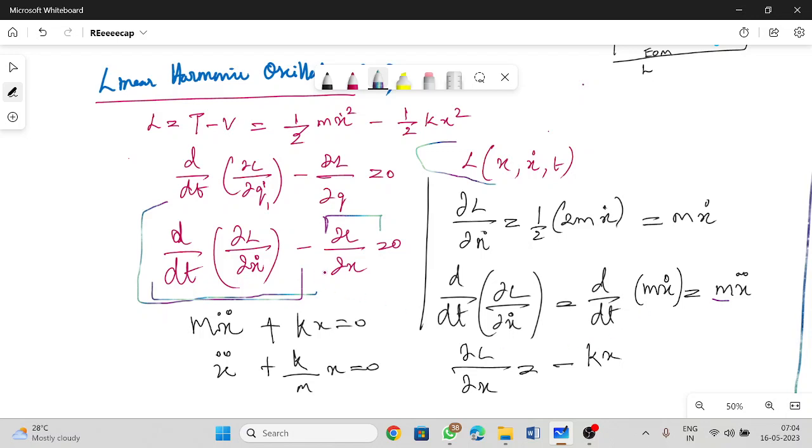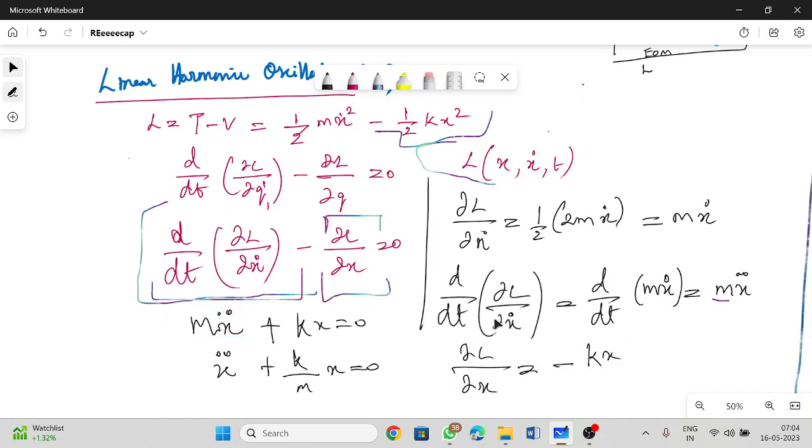Then we have to analyze the other term, dou L by dou x, and x is only present in the potential energy. So there's a negative sign here. Once you differentiate that with respect to x, you'll get 2 by 2 k x, then there's the negative sign, and once we have that, we are able to write dou L by dou x equal to minus k x, right? Dou L by dou x equal to minus k x.